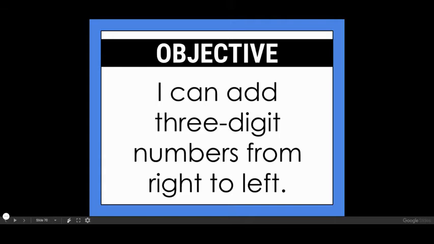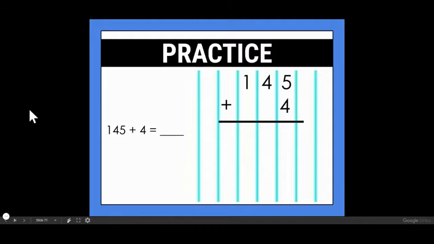So today we're going to set up our problem a little bit different, but you'll see it does kind of incorporate some of the things that we have already learned. So to start, we're going to start with the problem 145 plus 4. So notice today how I have my problem set up.